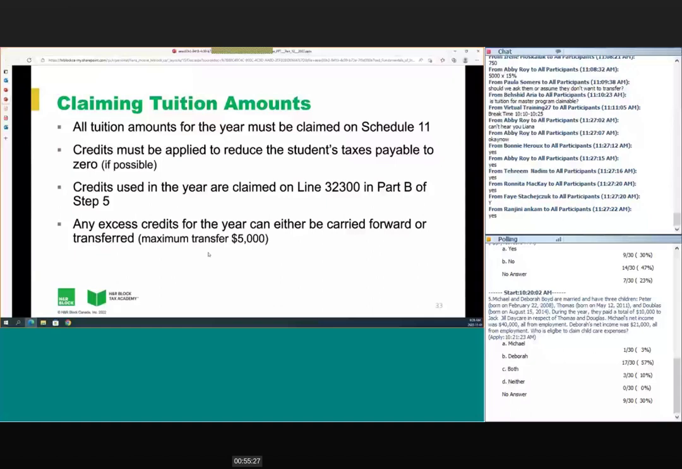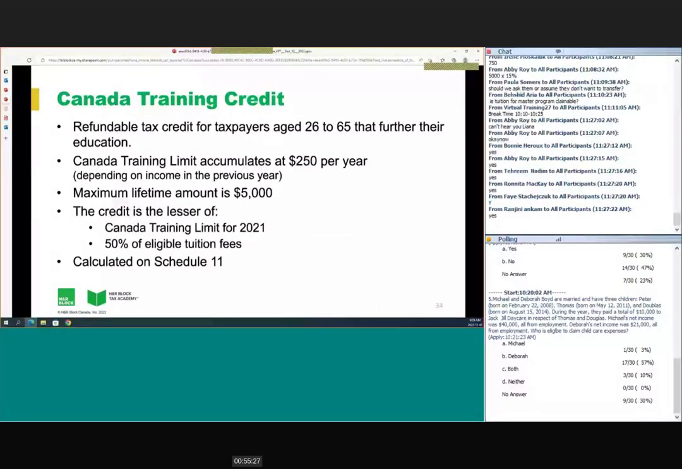So we will move on to the next topic. Another part of the Schedule 11 is an item called the Canada Training Credit. I think it was 2 years ago that the government started it. So basically there's now a refundable tax credit for taxpayers aged 26 to 65 to further their education. Clearly the government has recognized that people are going to go back to school in their lifetime.